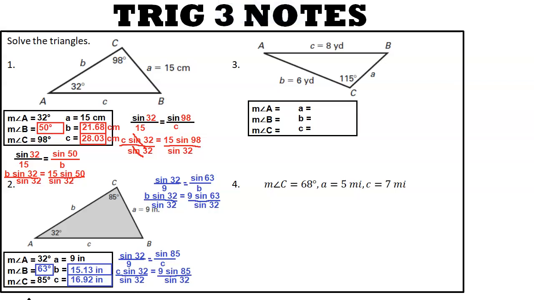All right. Number 3, let's see. So we've got angle C, which is 115 degrees.